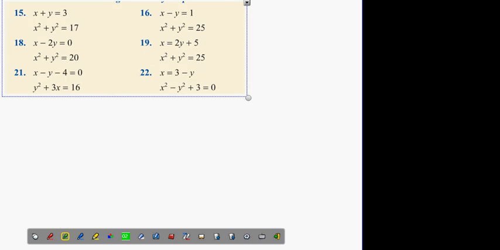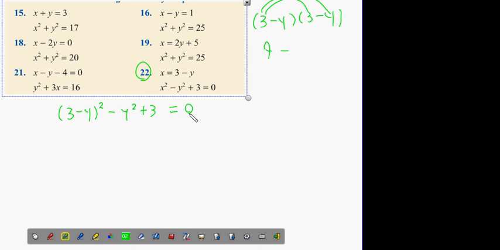Number 22. x equals 3 minus y. Replace x with 3 minus y. It's 3 minus y all squared, minus y squared, plus 3. Now guys, 3 minus y times 3 minus y will get you 9. Do you know what to say at the end of that? Equals 0. 3 times that is minus 3y, minus another 3y. Minus y by minus y, is that not 7 or 9? It's a 9. Yes, Sean? I thought you replaced y squared with 3 minus y squared, which is 9.